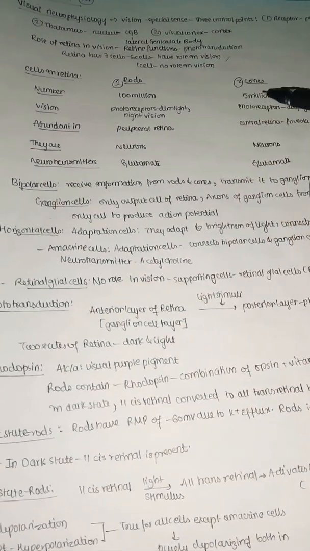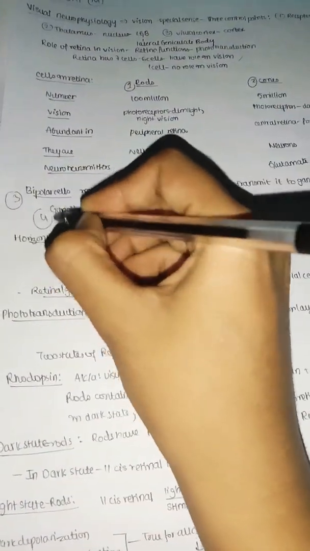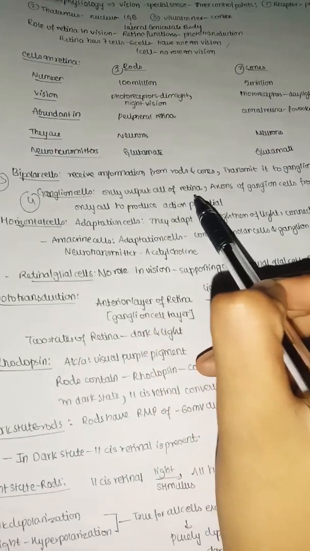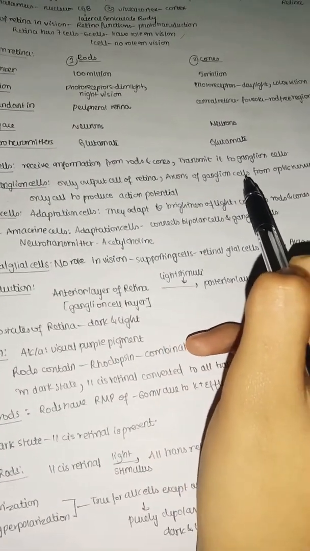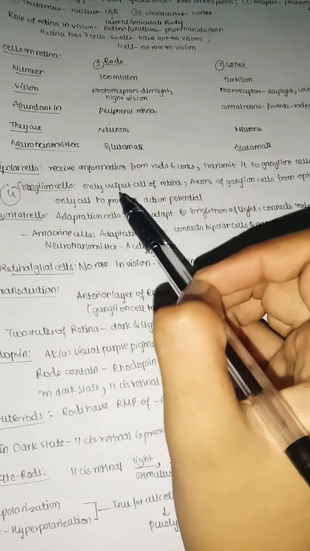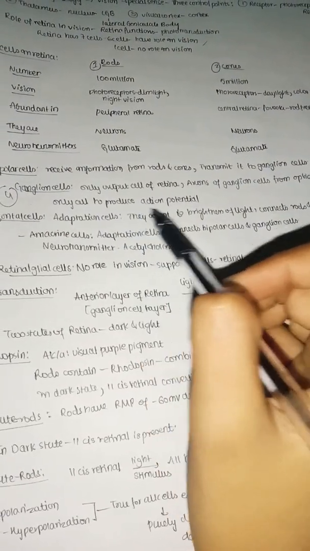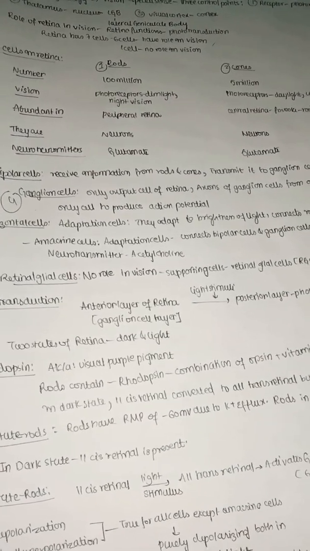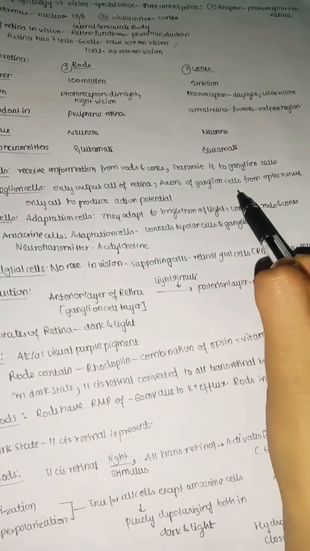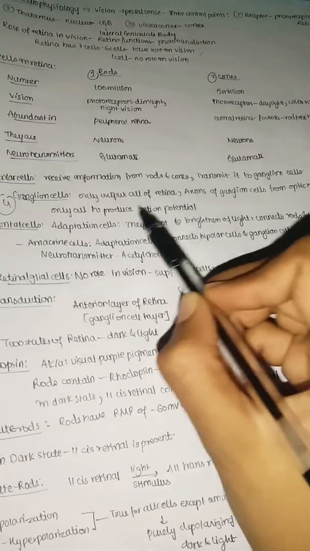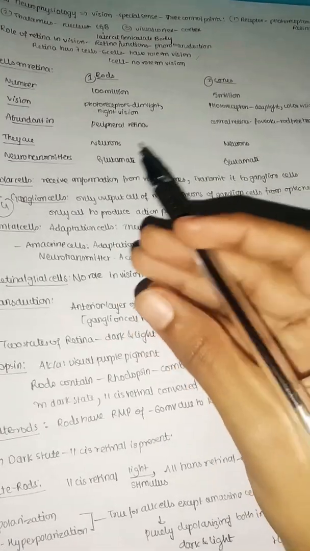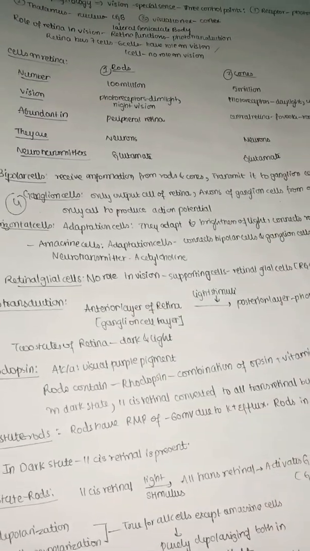So the first one is rod, the second one is cone, the third one is bipolar cells, and the fourth one is the ganglion cells. Ganglion cells are the only output cells of the retina, and the axons of ganglion cells form the optic nerve, the only cell to produce action potential. So from the optic nerve, these ganglion cells take the action potential and travel towards the brain.